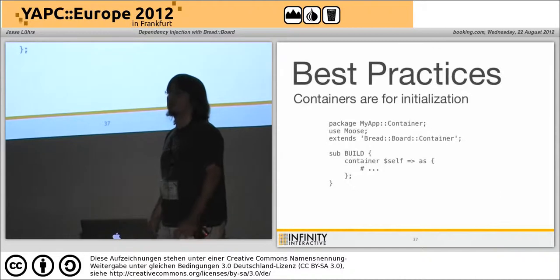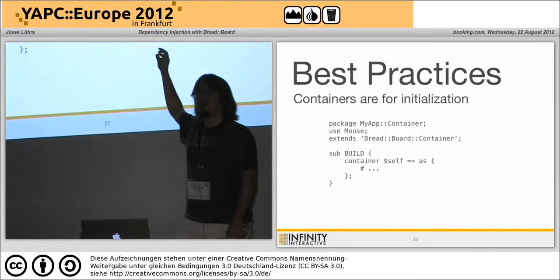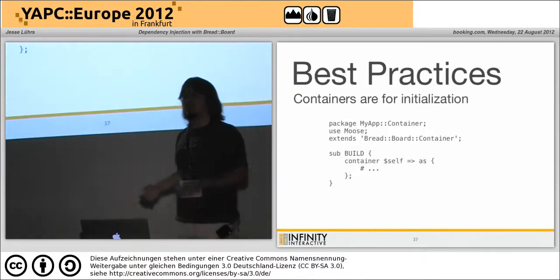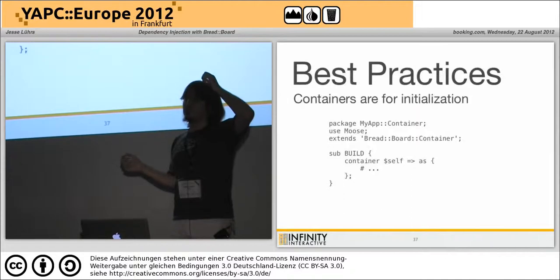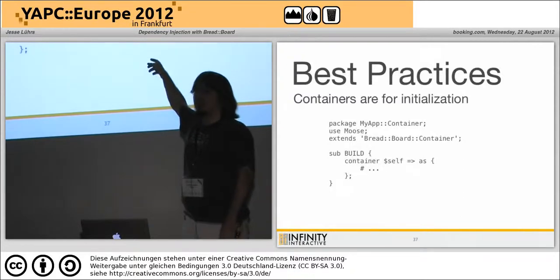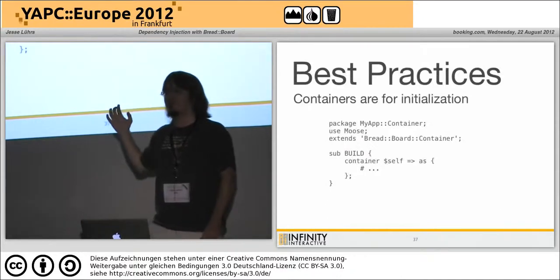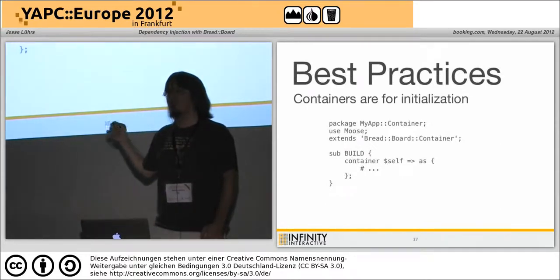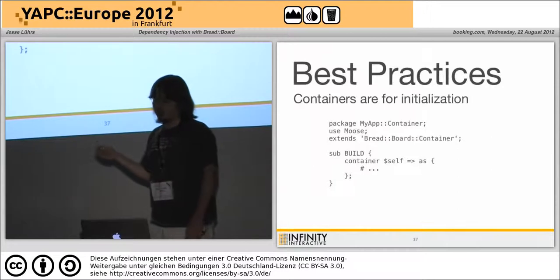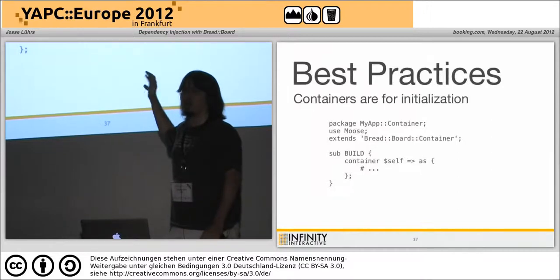Another really good best practice for using BreadBoard is, instead of writing the containers just directly as an object and creating it as a variable, you can create container classes where you subclass BreadBoard container. One of the main design points for BreadBoard is that every part of it is very extensible. You can subclass containers, you can create new kinds of services, you can create new kinds of life cycles. Creating new kinds of containers is one of the most common ways to do this.